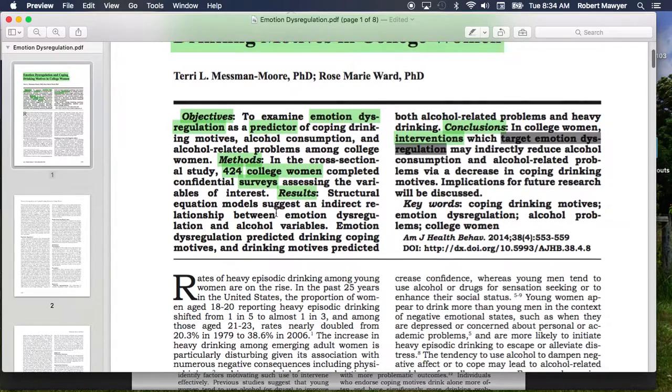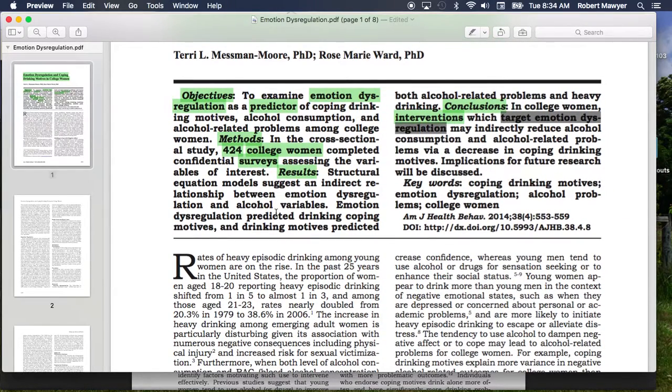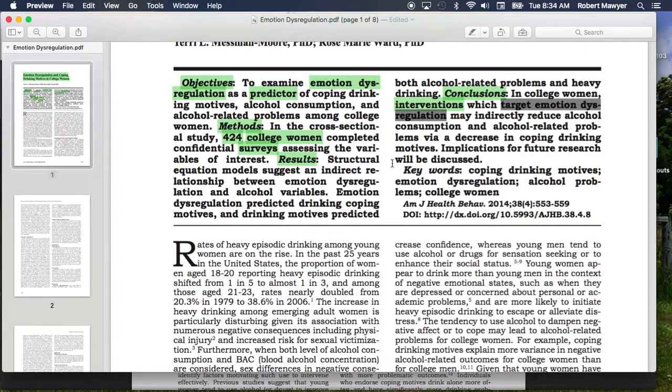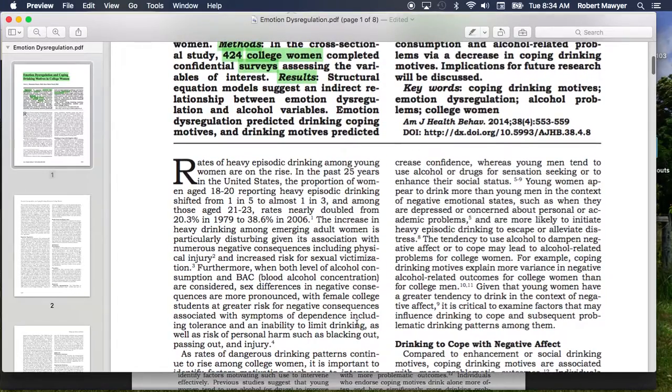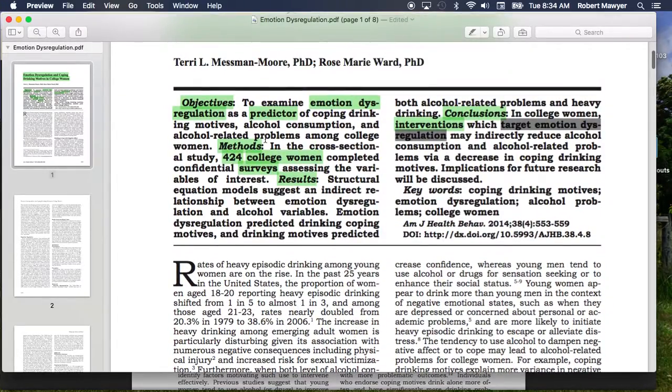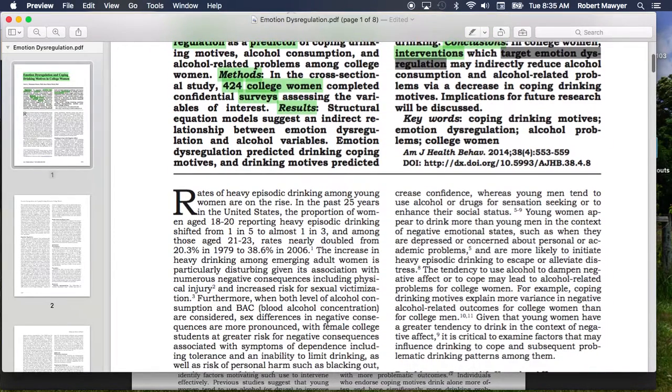So if you become a very good, savvy reader of the abstract, you are going to really have a lot of information about the article before you even read it. Unfortunately, though, as a writer, you can't really use the abstract in the paper that you're writing. You can't quote from the abstract. That's just not done. So you do need to read the article.